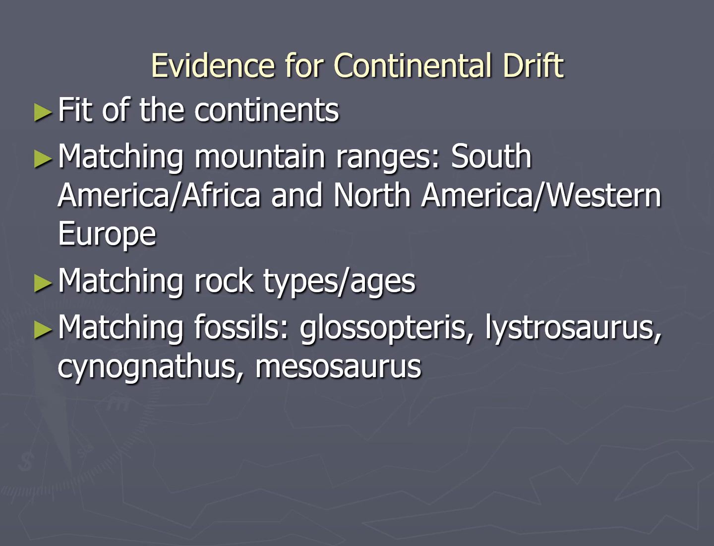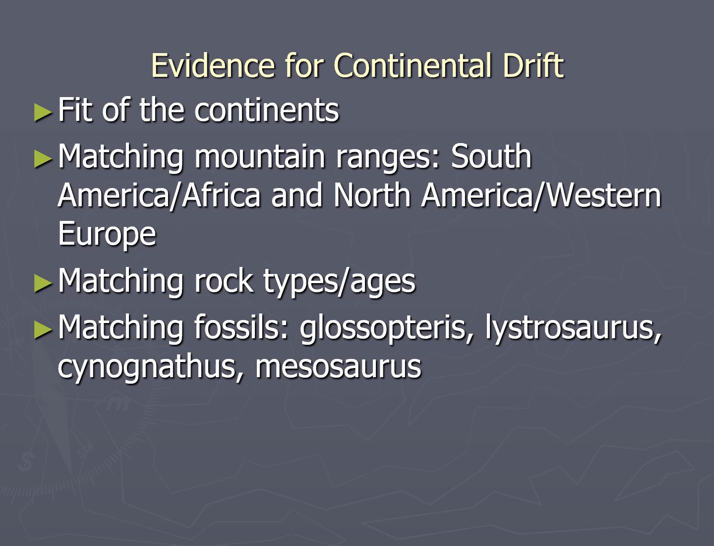Okay, so what was Wegener's evidence for continental drift? Fit of the continents, matching mountain ranges, say between South America and Africa, North America and Western Europe. How do you match up mountain ranges? Well, you have to go there and take samples and study them. Matching rock types, matching ages.